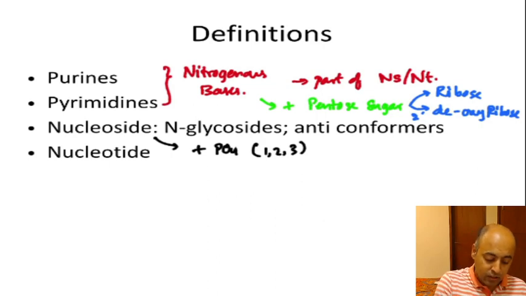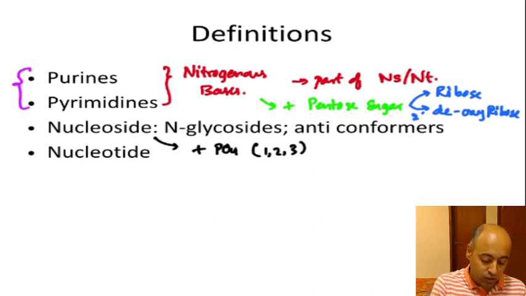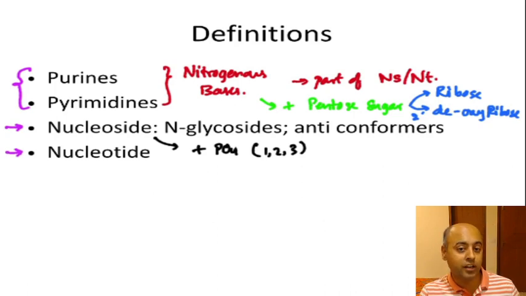So please keep in mind, first the nitrogenous bases, two types, purine and pyrimidine. When you attach the sugar, then it becomes the nucleoside. When you also attach the phosphate, then it becomes the nucleotide. Okay, so some very, very important definitions here.